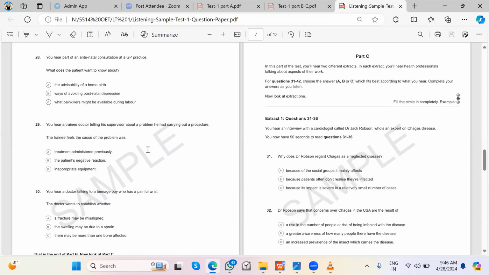Question 29. You hear a trainee doctor telling his supervisor about a problem he had carrying out a procedure. Now read the question.